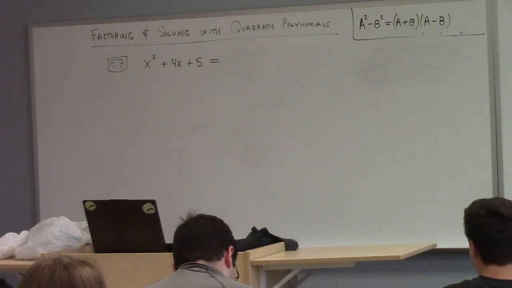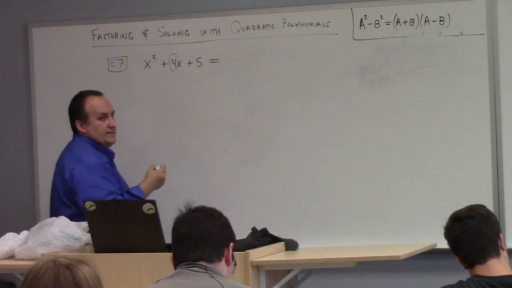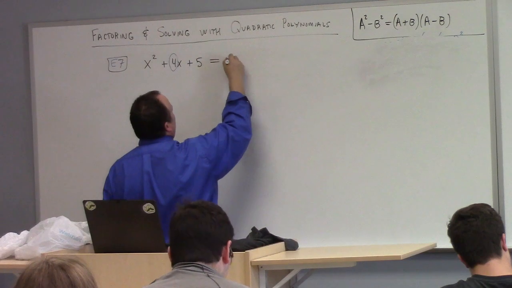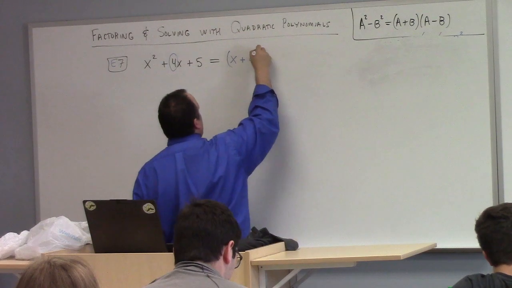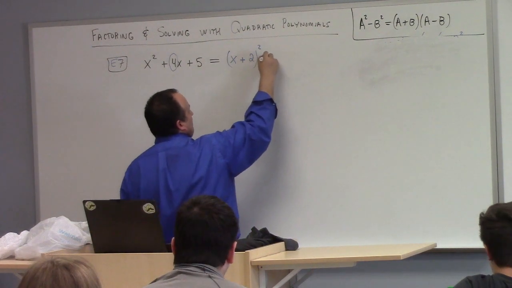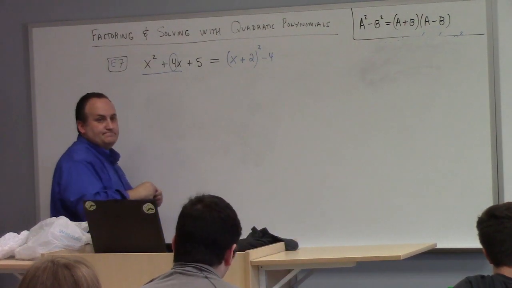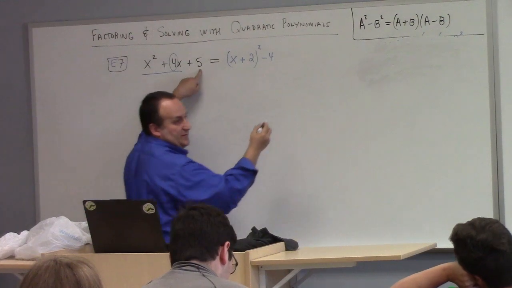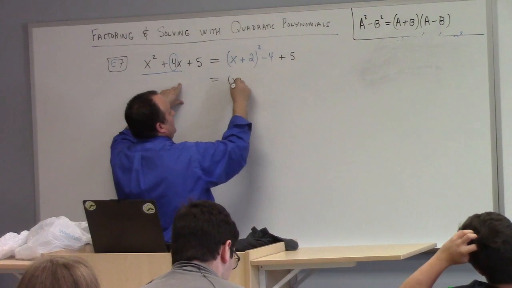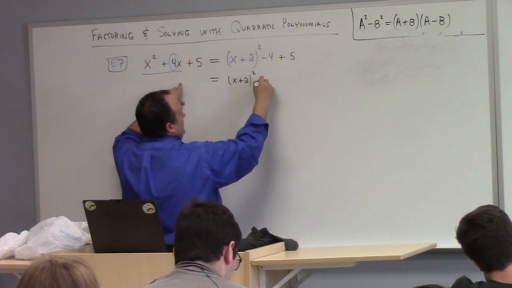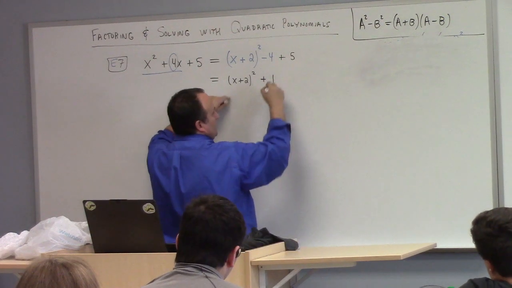So what do we do? This is 4. What's half of 4? 2. I think I keep doing that again and again. I'll try to come up with some more variety in the next example. So that's x plus 2 squared. And then I have to subtract the square of 2, which is 4. Those two terms are these two terms. I still have my plus 5. See what happens? What do you got? Looks like we've got a plus 1.